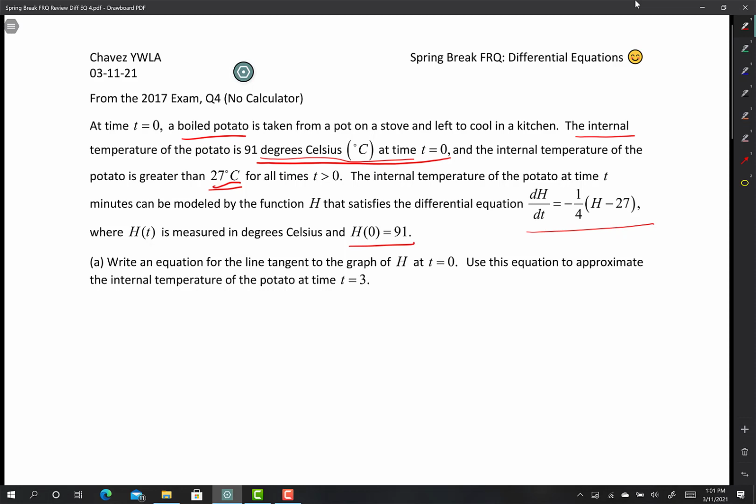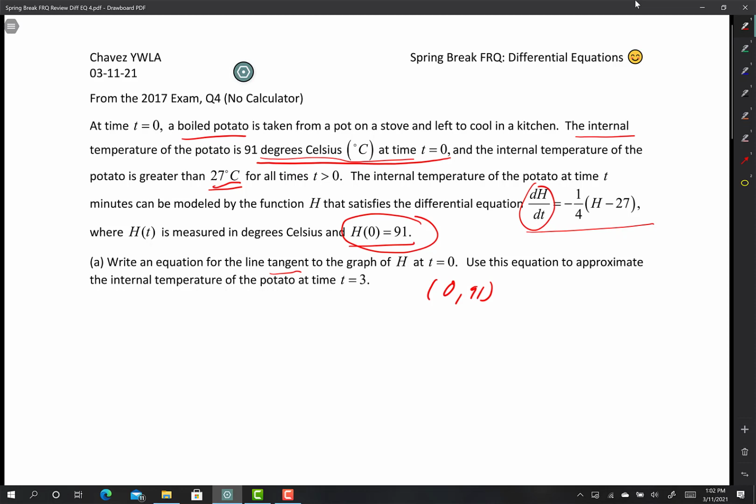All right, so we want a tangent line. So we need two things. We need a point and a slope. We got a point. The point is (0, 91). So now I need a slope. How do I get my slope? Well, we got dH/dt here, and that's going to give me my slope.